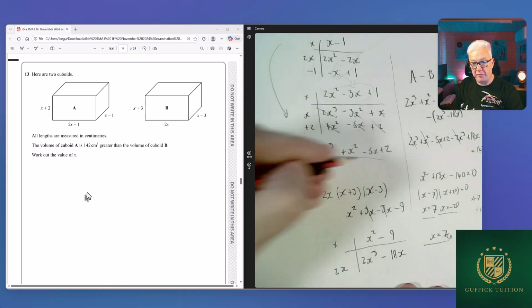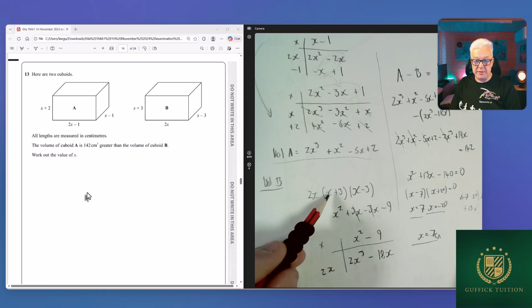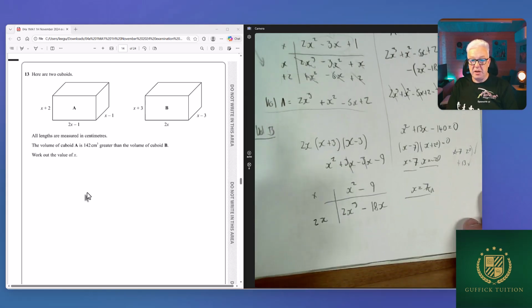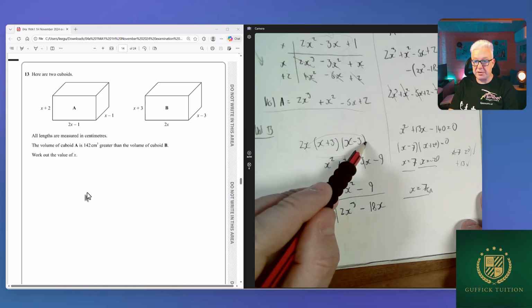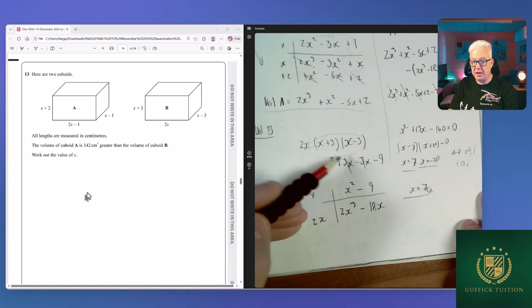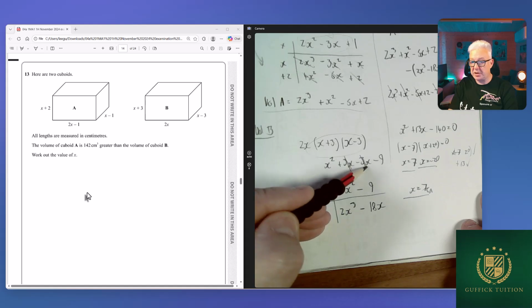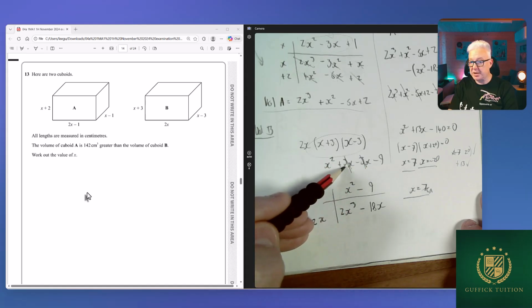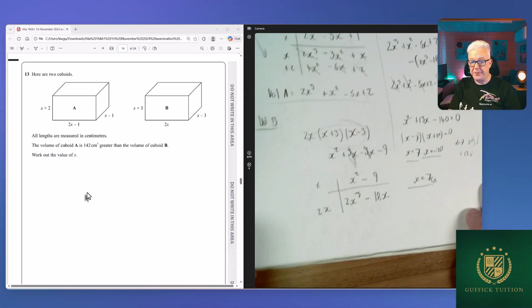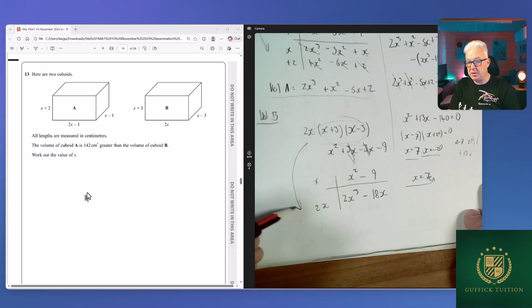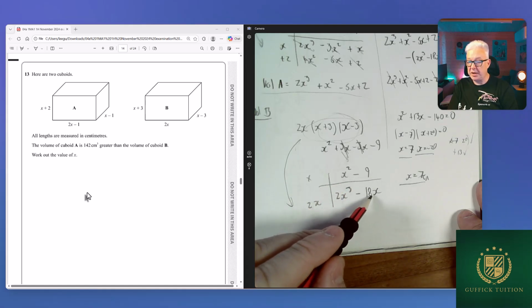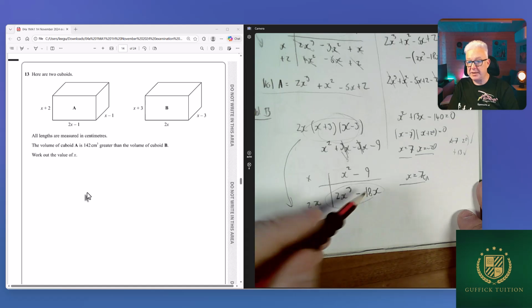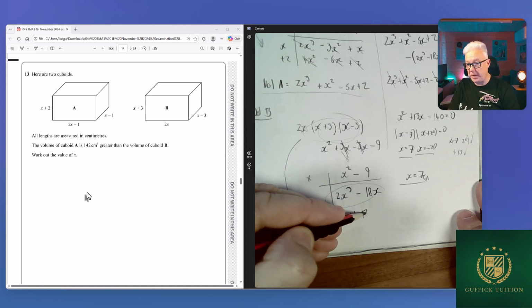Now, the volume of B. So we've got 2x times x add 3 times x minus 3. So let's do this double bracket first. That's going to go to x squared minus 3x plus 3x minus 9. They will cancel, plus 3x and minus 3x, giving us x squared minus 9 as the answer to those two brackets. Let's write the other bracket down the side, 2x. So we're going to have 2x times x squared is 2x cubed, and 2x times minus 9 is minus 18x. So that is our expression for our volume of B.